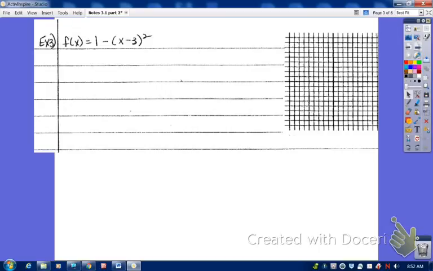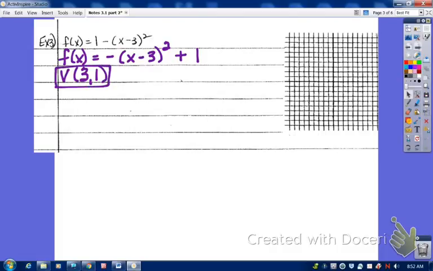First of all, the equation is a little bit out of order. So what I would do is I would put the negative binomial squared first. And then the 1 is technically positive. And I would put the plus 1 on the outside. That gets it in the correct order for you just to tell me what the vertex is. So the negative x minus 3 squared comes first, the plus 1 comes second. So the vertex of the parabola would be 3, 1.